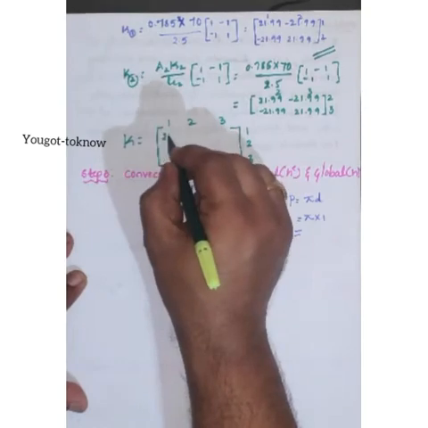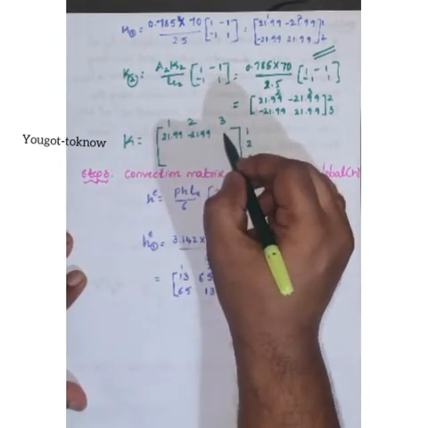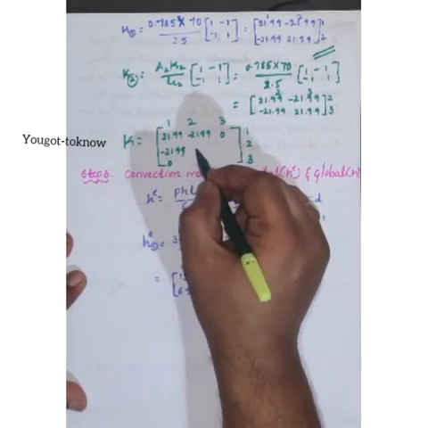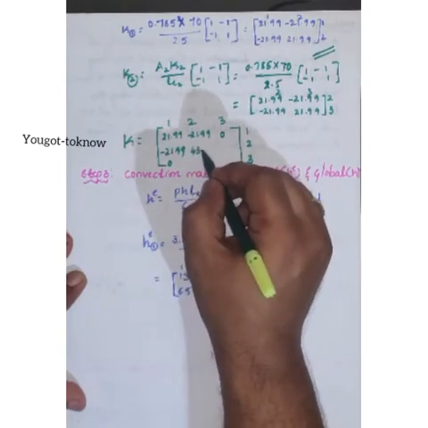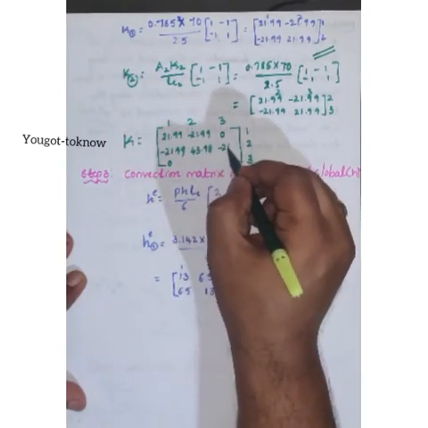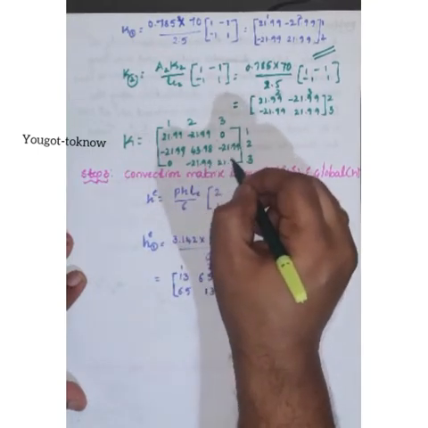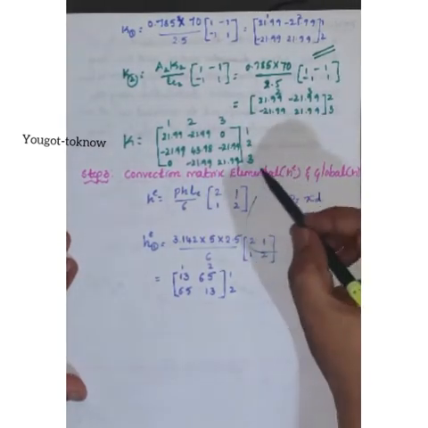See, 21.99, minus 21.99, 0. This I am not explaining, as I had already explained previously. Now, minus 21.99, and in the middle you have two values: 21.99 plus 21.99, and you are going to get 43.98. Then minus 21.99, 0, minus 21.99, 21.99. This is what you are going to get. This is called your global K.